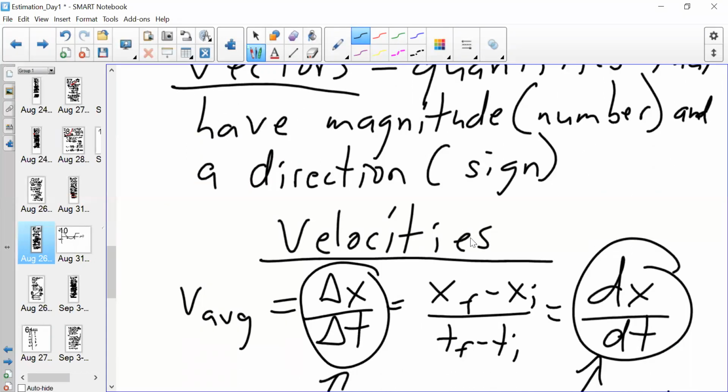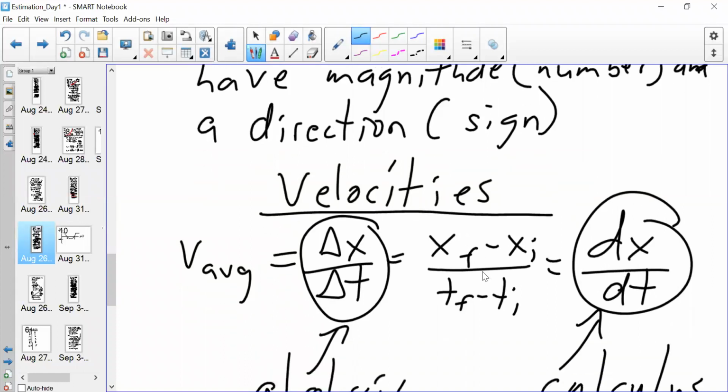Now, okay, velocities. The velocity that we're going to see in the CVPM, which is the constant velocity particle model, is going to be an average velocity. We're typically going to be dealing with nothing but average velocity. Those are just velocities that deal with final position minus initial position over final time minus initial time. We're seeing on average what your velocity is for an entire trip.